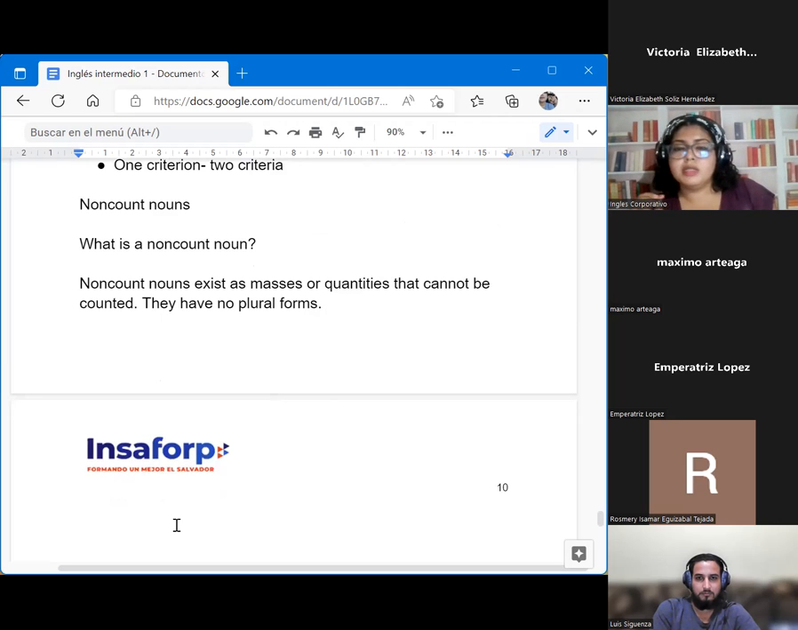Okay, we have the most important things about the non-count nouns, that they exist as masses of quantity that cannot be counted, and also they have no plural forms. So now we are going to see the most common categories of non-count nouns.